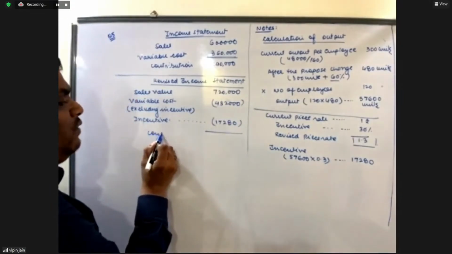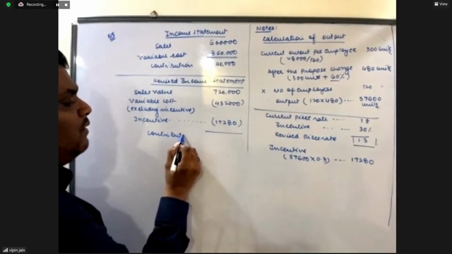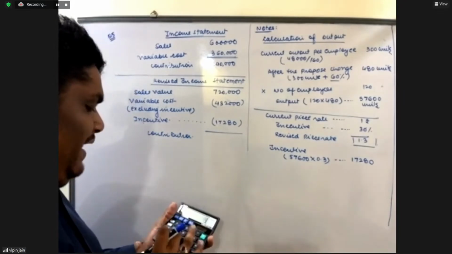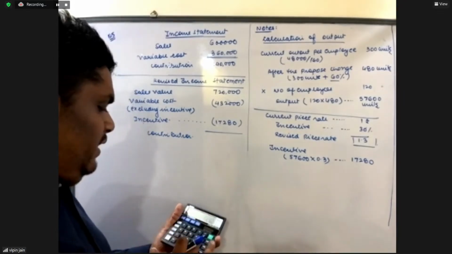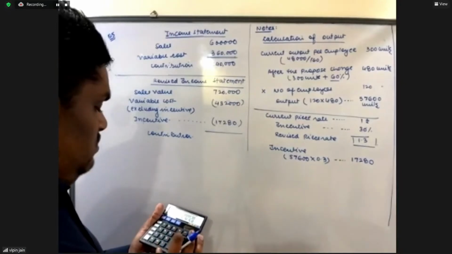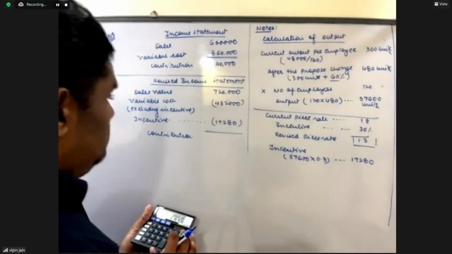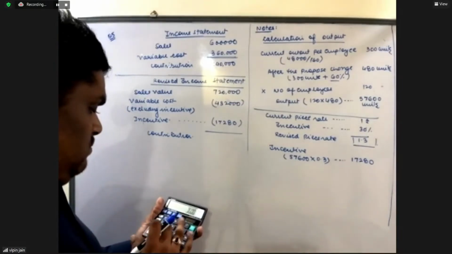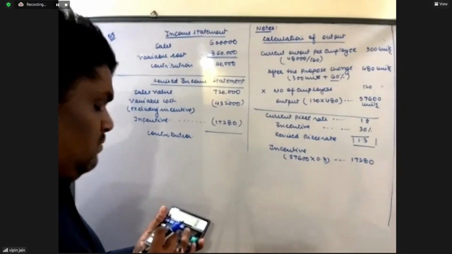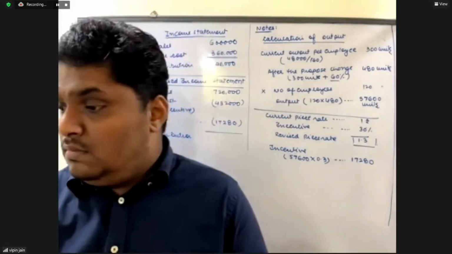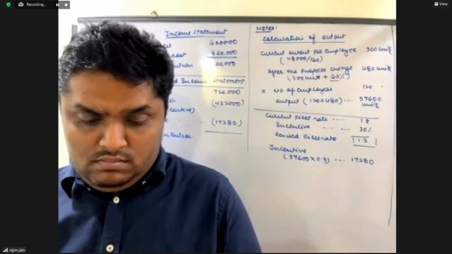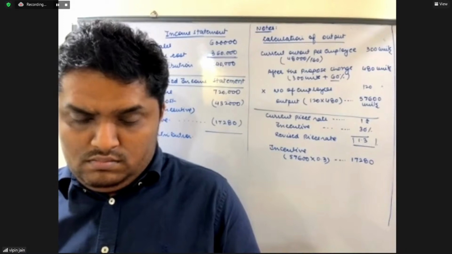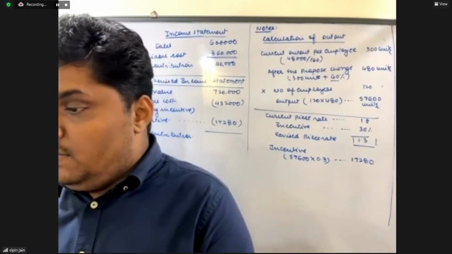So here we can calculate the contribution. That is 7,20,000 minus 4,32,000 minus 17,280. One second, guys.